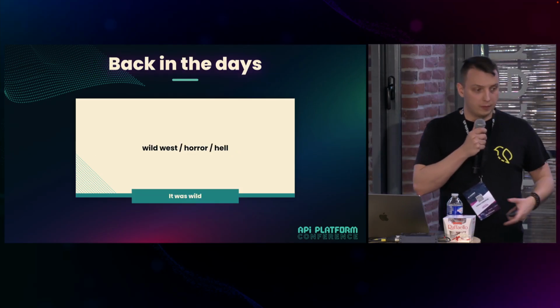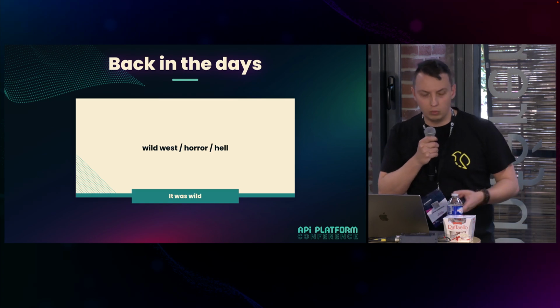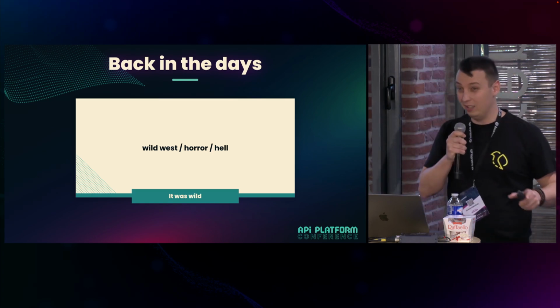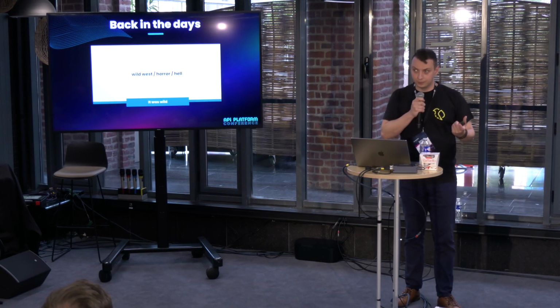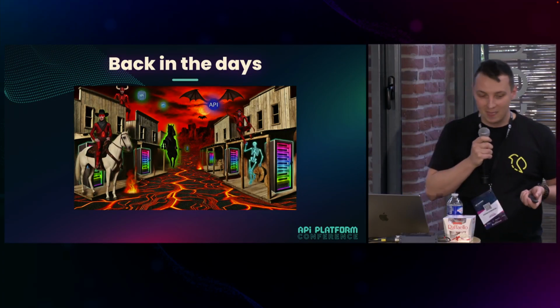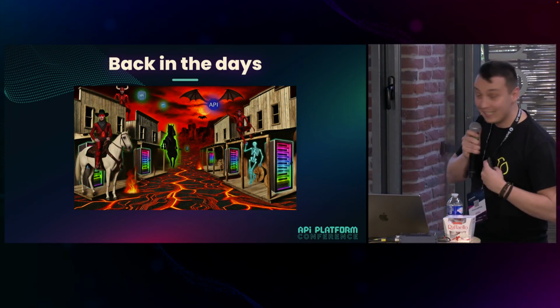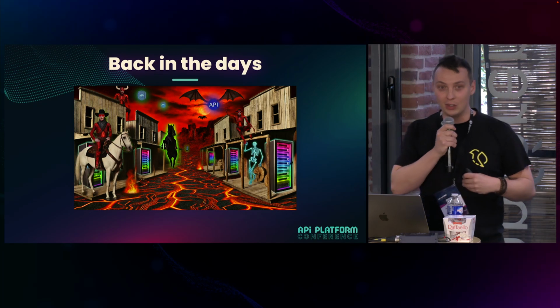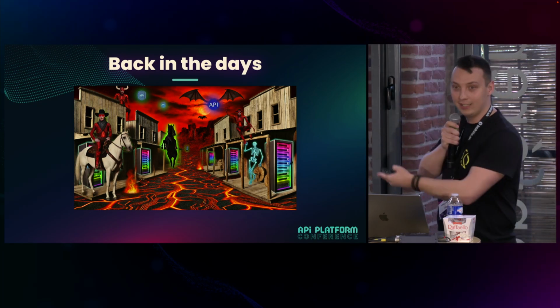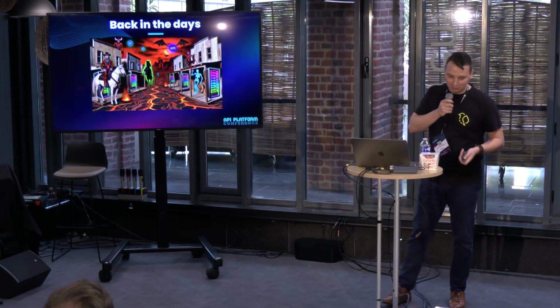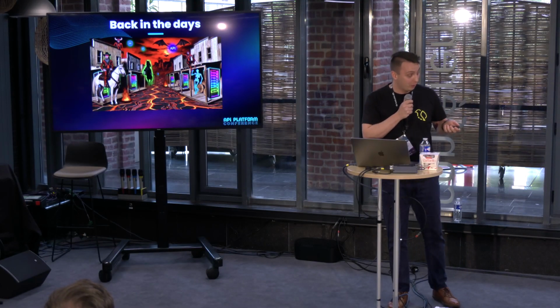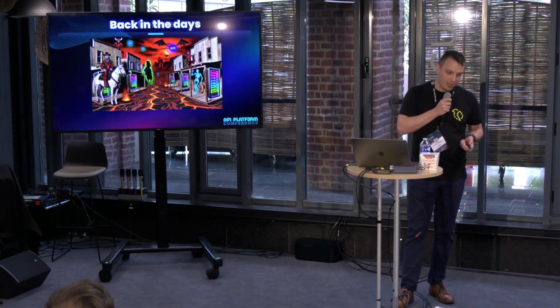So back in the days with API Platform 2.7, it was like Wild West, horror, and hell. Using sub-resources was really terrible. I tried to ask artificial intelligence to help me present how I felt when working with that, and this is what I came up with. I have to say that right now I'm afraid for my work, because not only does it actually understand me, it also replicated my skills of Photoshop. So I had to share it with you. That's how I felt when working with 2.7 and sub-resources.